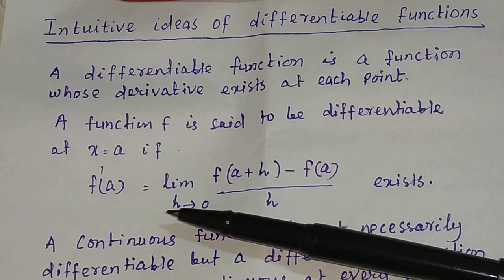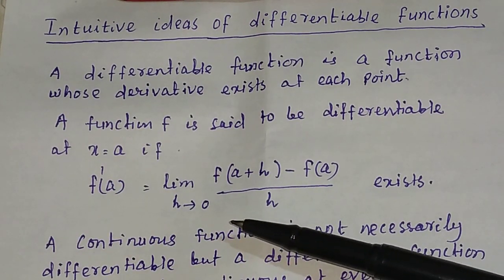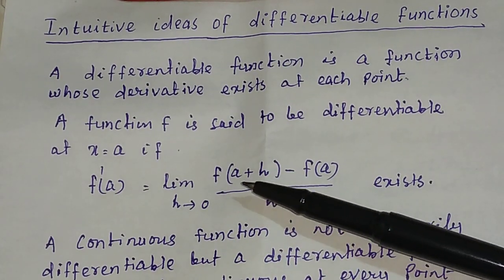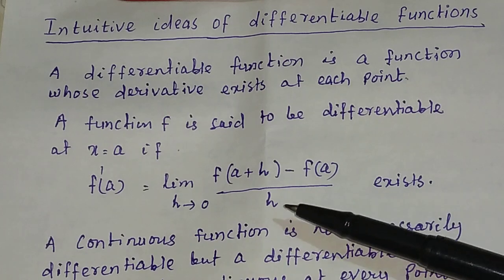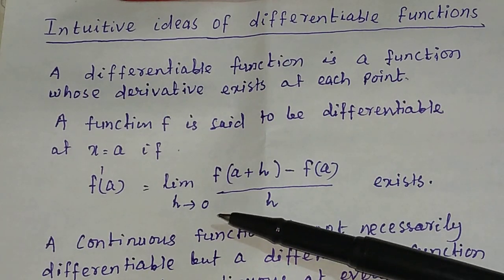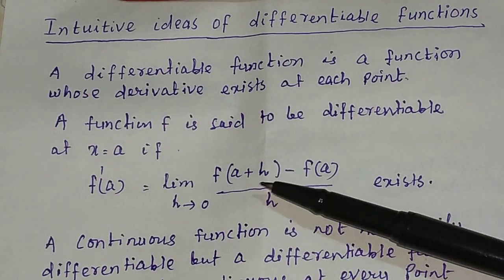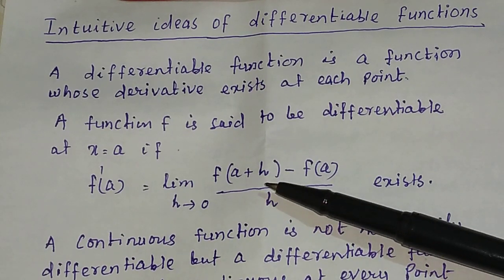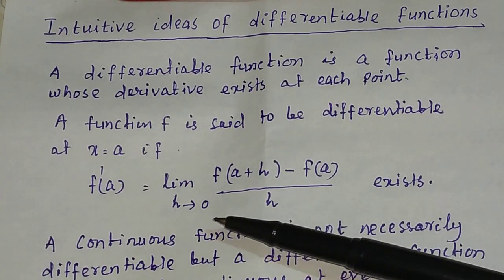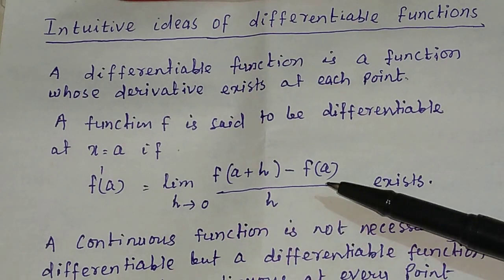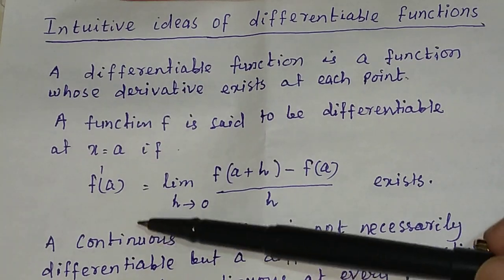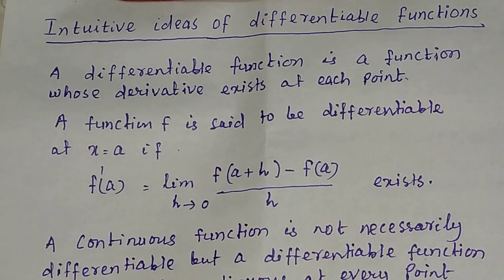We generally define the derivative at a point in terms of limit as limit of f of a plus h minus f of a, divided by h, as h approaches 0. And here h is the small increment in a. If the derivative exists, then we say the function f is differentiable at the point x equal to a.